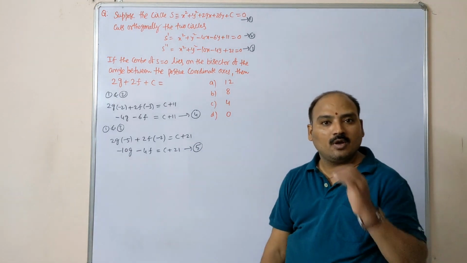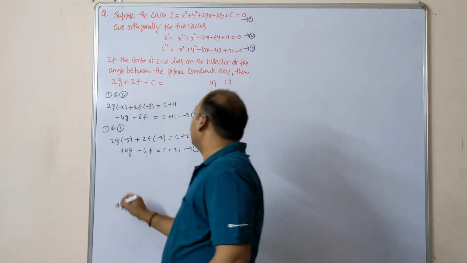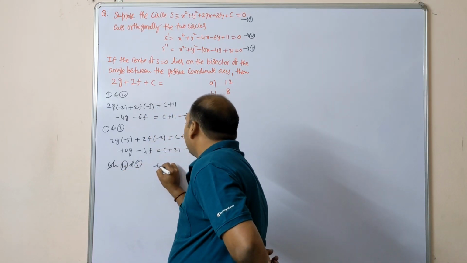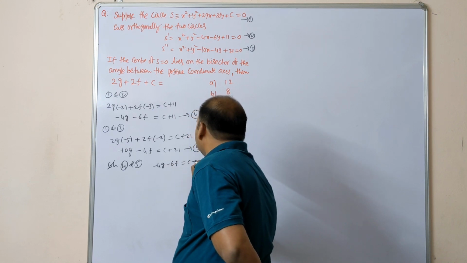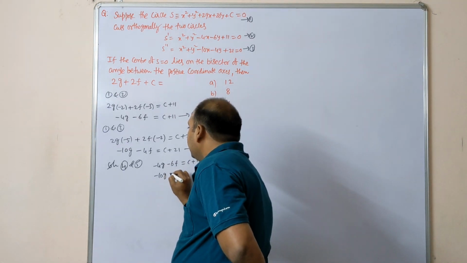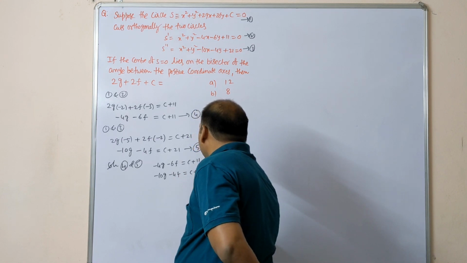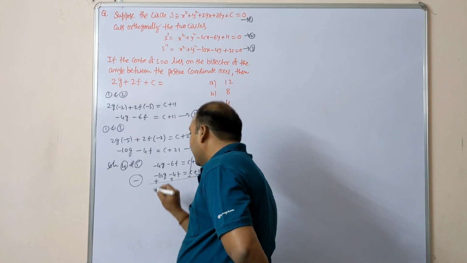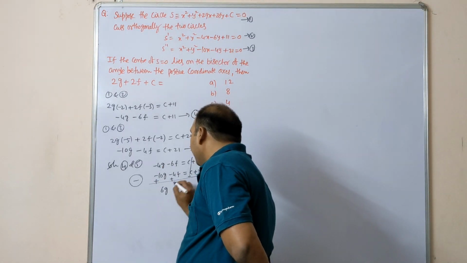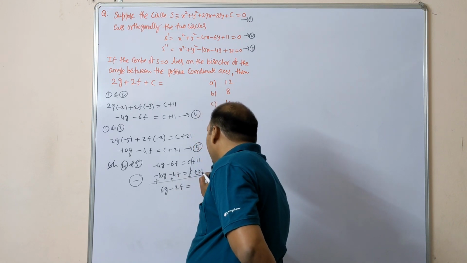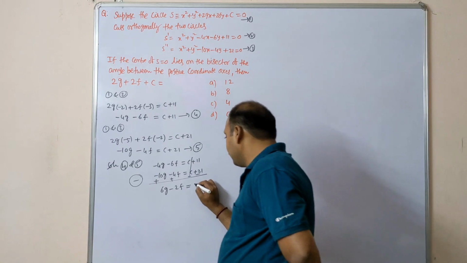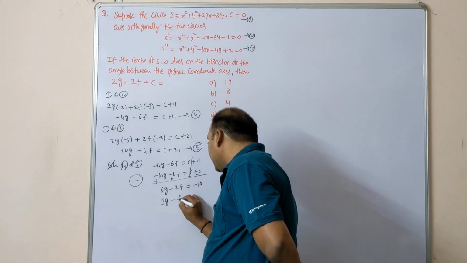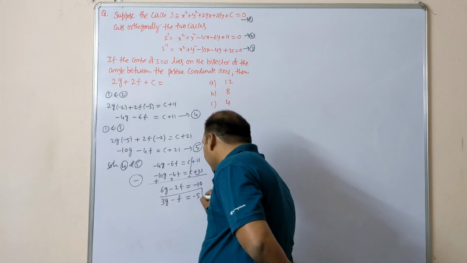After that, we have to eliminate the c value from these two, solving 4 and 5. So minus 4g minus 6f equals c plus 11, and minus 10g minus 4f equals c plus 21. If you take minus here, plus here, plus here, minus, these two will be cancelled. 10g minus 4g is 6g, minus 2f equals minus 21 plus 11, which is minus 10. So minus 10 dividing by 2, 3g minus f equals minus 5. So I divided by 2 here, dear students.